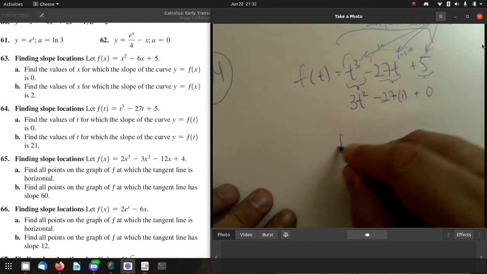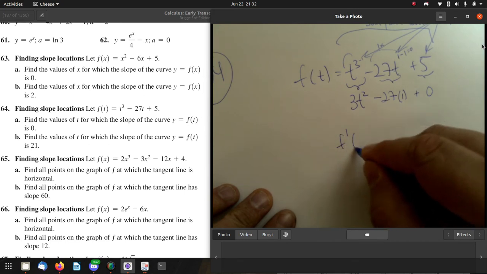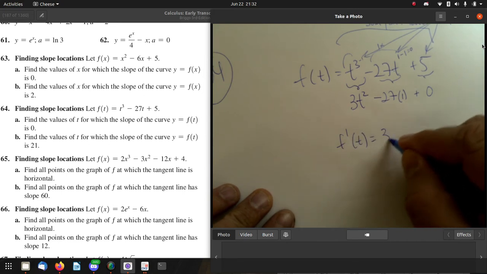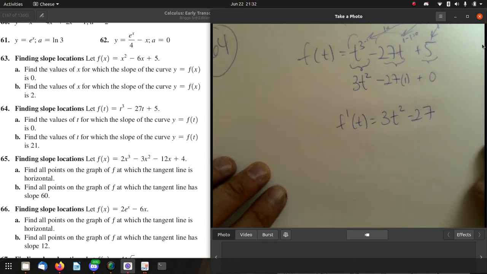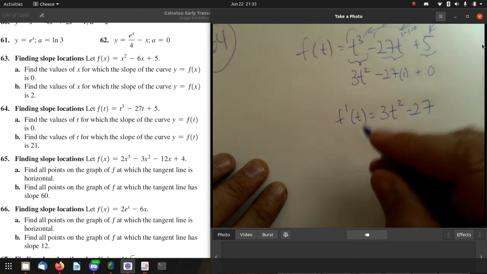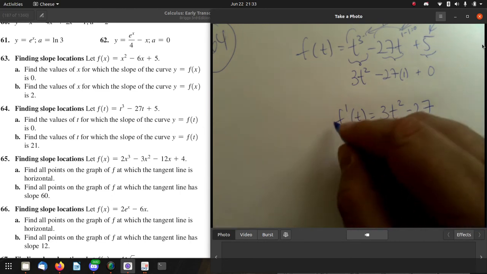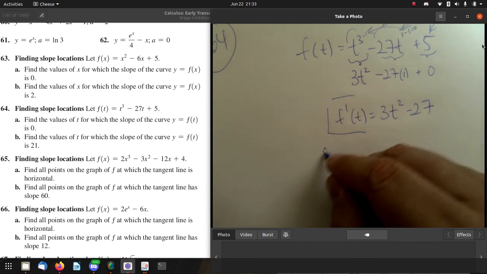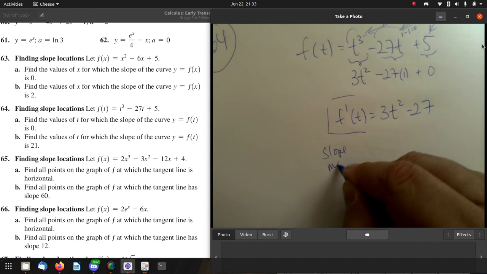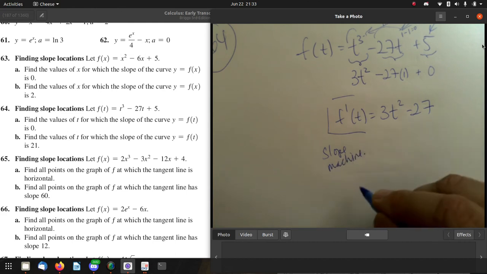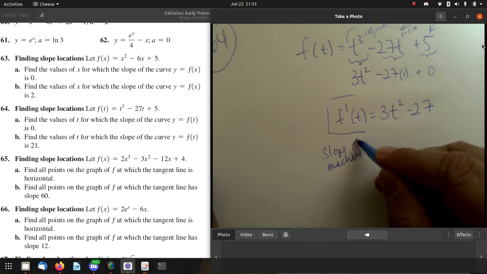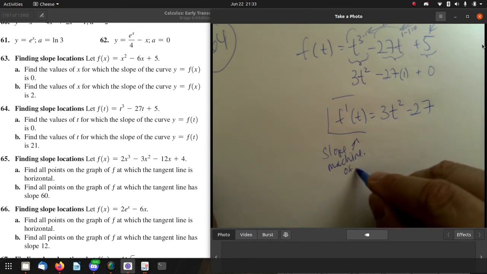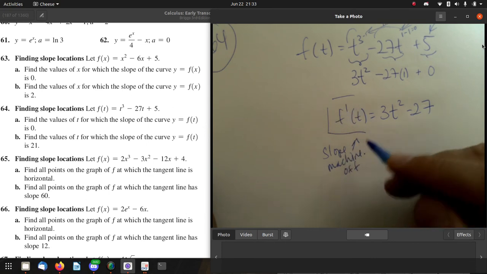So we now have that the derivative f prime of t is given by 3t squared minus 27. And now what they asked us to do for 64 is to find, and this is the slope machine. Why did I want that? Well, they asked us to find the values of t for which the slope of the curve y equals f of t is equal to 0. Well, I needed to make my slope machine of f. My slope machine of f is f prime of t.